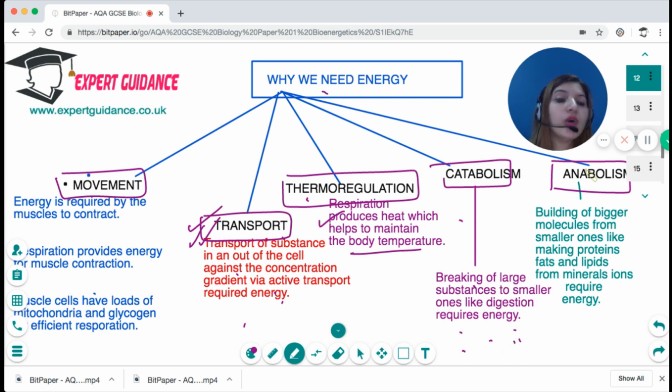On the other hand, we need anabolism. We need glucose to be converted into cellulose in plants. The energy is needed to convert glucose into glycogen in animals. The energy is needed to convert glucose into protein, fats, lipids, and oil. So for all these processes, we need energy. This question can come in the exam. What are the various ways in which the body uses energy? So you should remember all these factors.